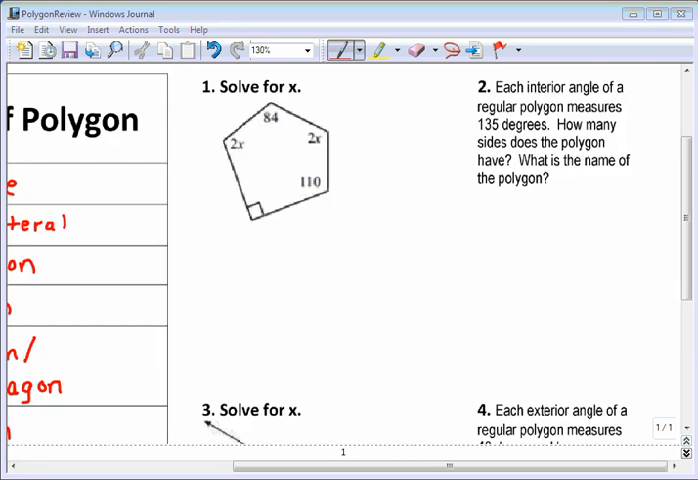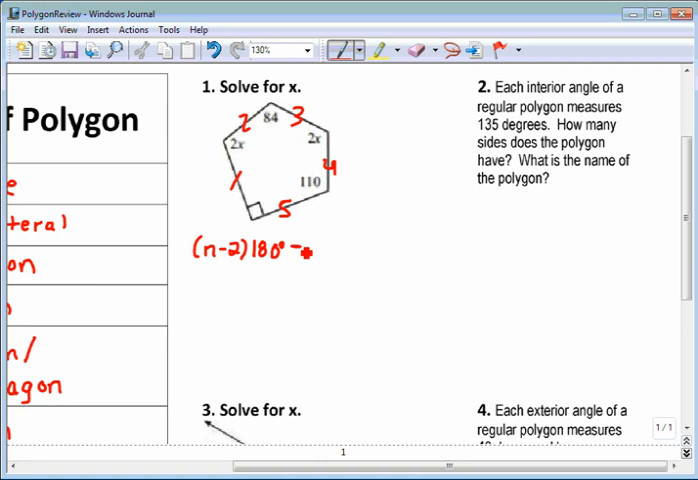Okay, so now we're going to review our interior and exterior angles. So first of all, we need to figure out how many sides we have to this convex polygon. So 1, 2, 3, 4, 5. Okay, so we have a pentagon here, and we know that our formula for the sum of the interior angles of a convex polygon is n minus 2 times 180 degrees. And we know that all of the angles in that have to add to this because this is the formula for the sum of the interior angles.